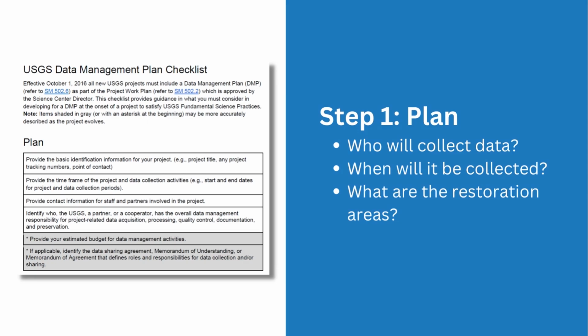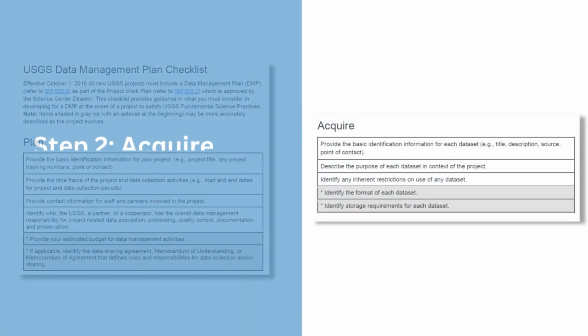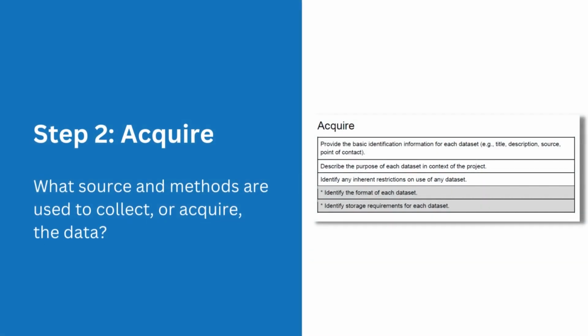The fifth row in the table states provide your estimated budget for data management activities. The sixth row in the table states, if applicable, identify the data sharing agreement, memorandum of understanding, or memorandum of agreement that defines roles and responsibilities for data collection and/or sharing. Step 2. Acquire. What sources and methods are used to collect or acquire the data?